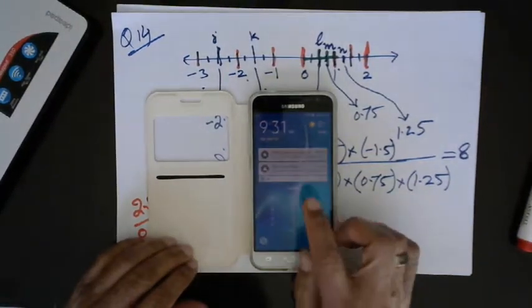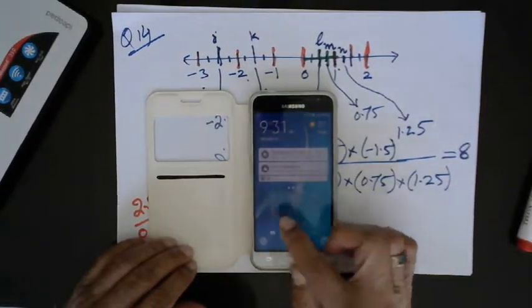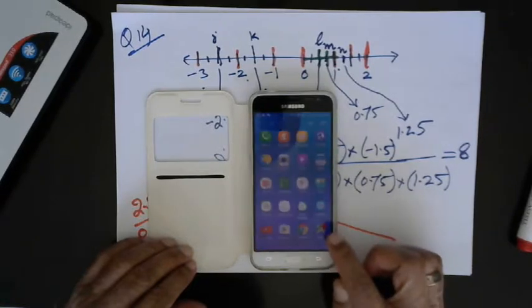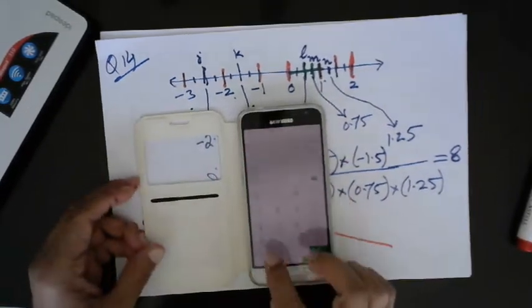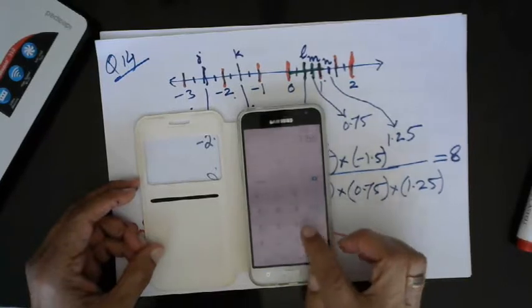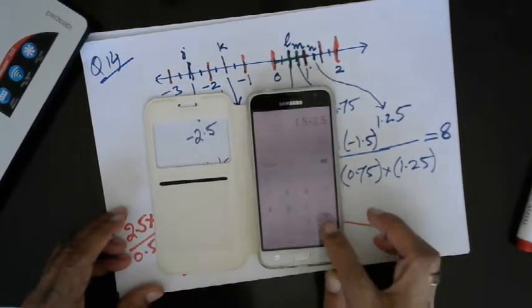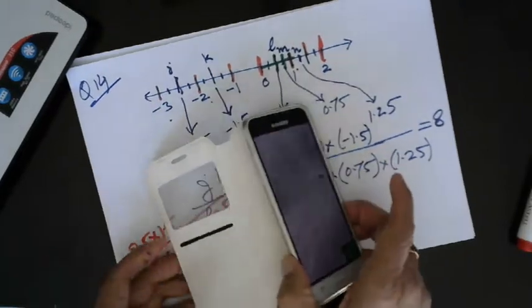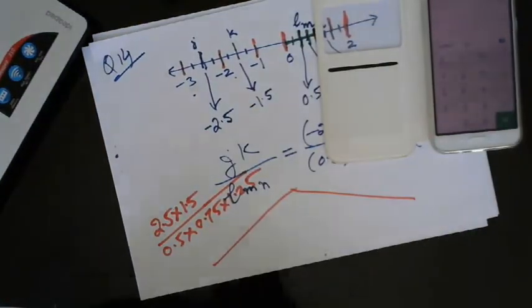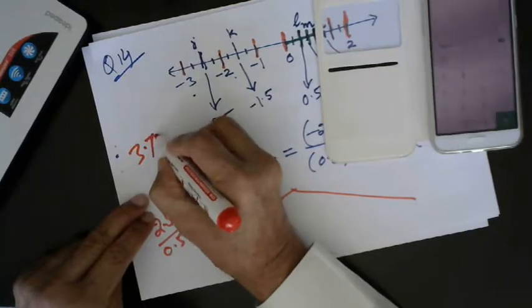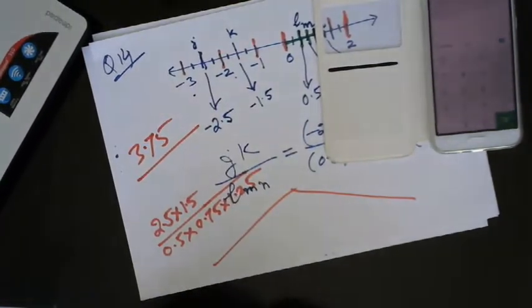So when you multiply 1.5 by 2.5, you will get 3.75. So I've got 3.75. This is the numerator.